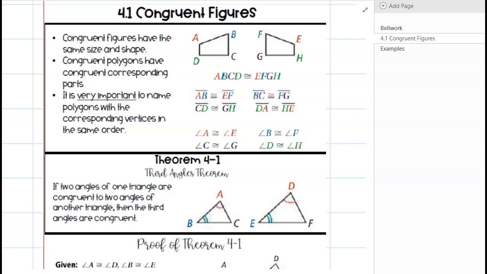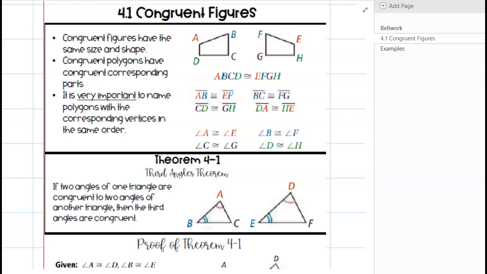What I mean by that is, I said angle A and angle E are the corresponding angles. They measure the same, right? They would be the ones that match up if you did lay them on top of each other. So when I'm stating that these two polygons are congruent, they need to be in the same place in the name. A and E are both going to be the first letter. B and F are the corresponding angles, so B and F would both be the second letter. Then C and G, and then D and H would be in the same order. So the order of the letters is very, very important.